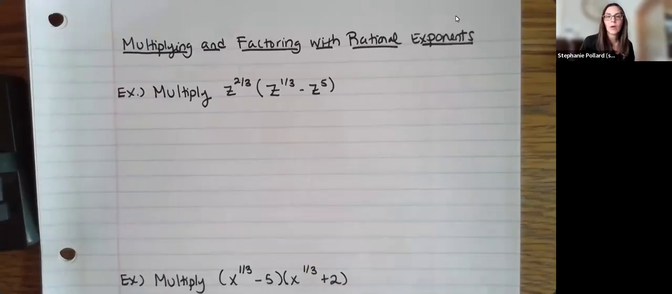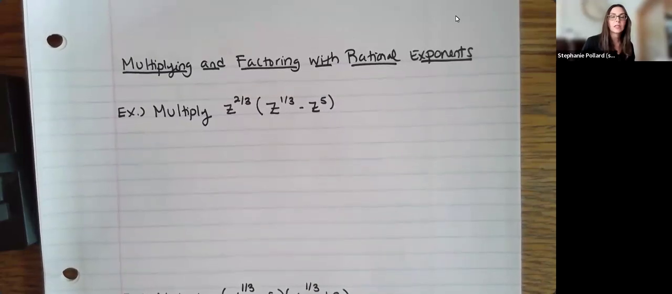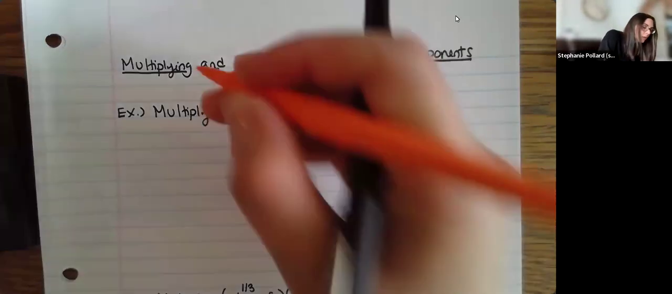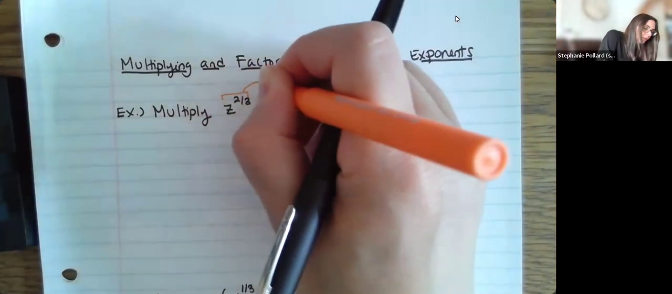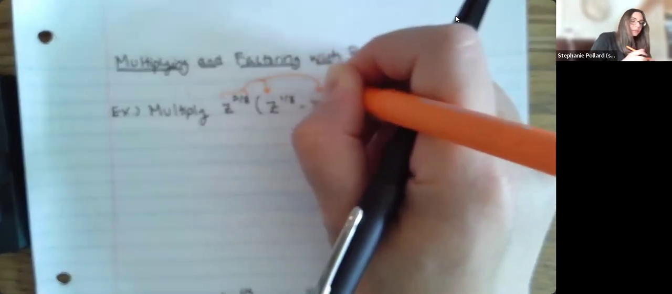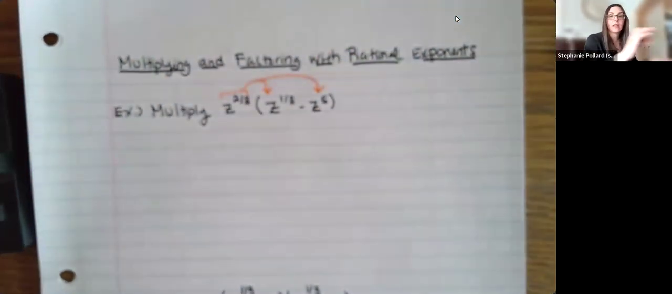In this video, I want to look at some examples with multiplying and factoring with rational exponents. So in this first example, you see z to the 2/3 power times z to the 1/3 minus z to the 5th, and we have parentheses. So we're going to use our regular multiplication technique here and go ahead and distribute that through.